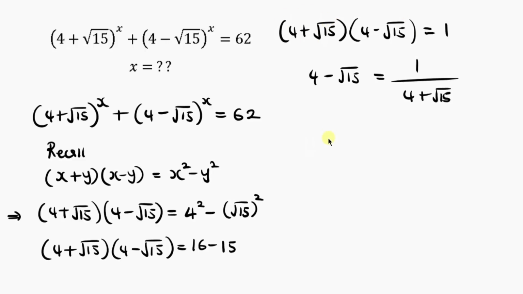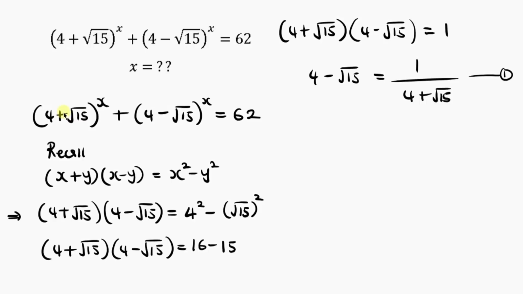Now, what does this show? Or what does this one show? It shows that whenever I see 4 minus square root of 15, I should be substituting this. So this is a very remarkable equation for us. So I'm going to be putting this expression in our original question. So let's do that real quick.